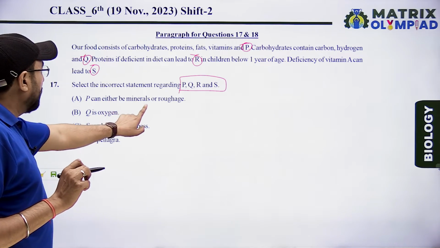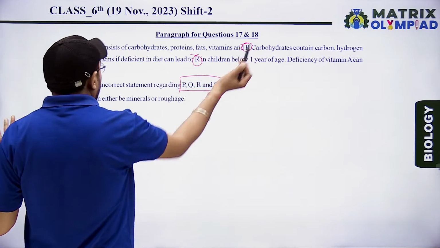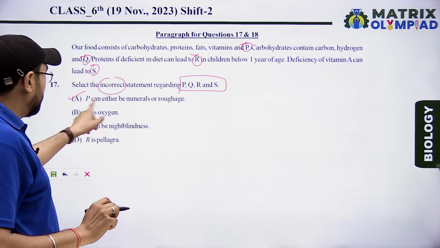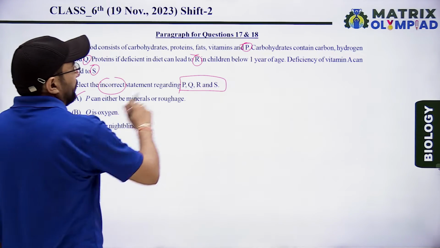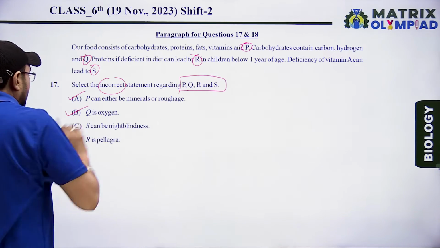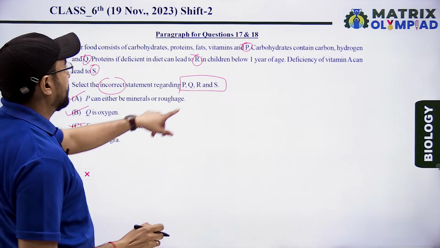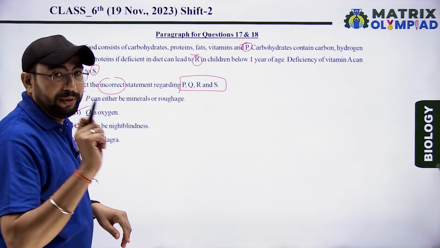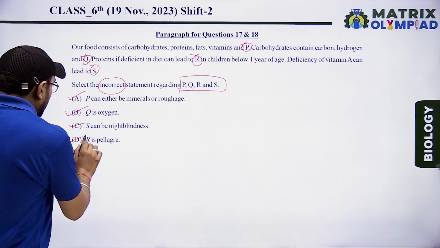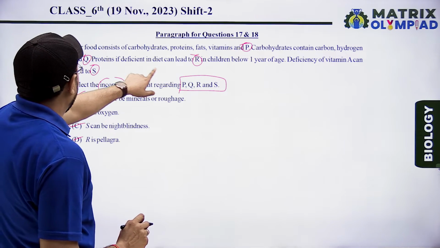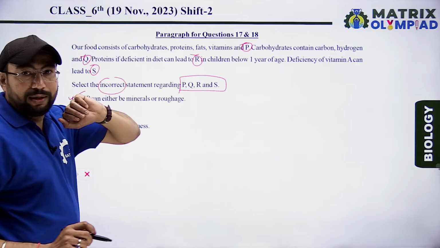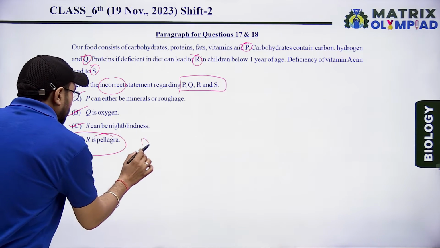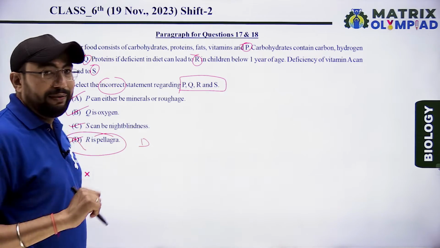P can either be mineral or roughage. Vitamin, mineral and roughage. That is right. Q is oxygen. Carbon, hydrogen, and oxygen. That is right. Next one is S can be night blindness. Vitamin A is responsible for night blindness. That is right. Next, R is pellagra, but according to protein, that is wrong. So option D is the right answer for this 17th question.